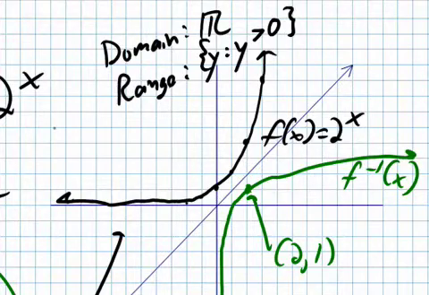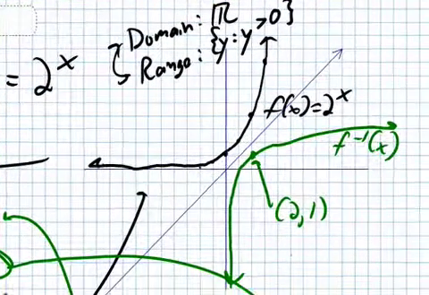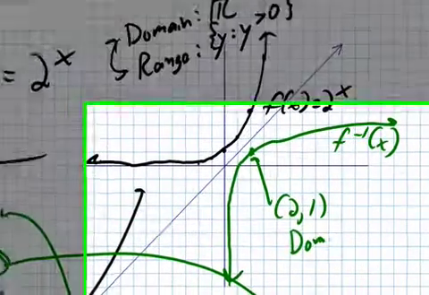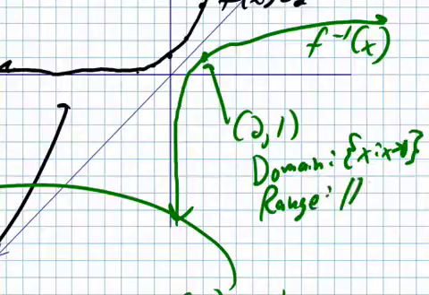Since in an inverse function, x and y are switched, the domain and range get switched. For the inverse, the domain is all x such that x is greater than 0. And the range would be all real numbers.